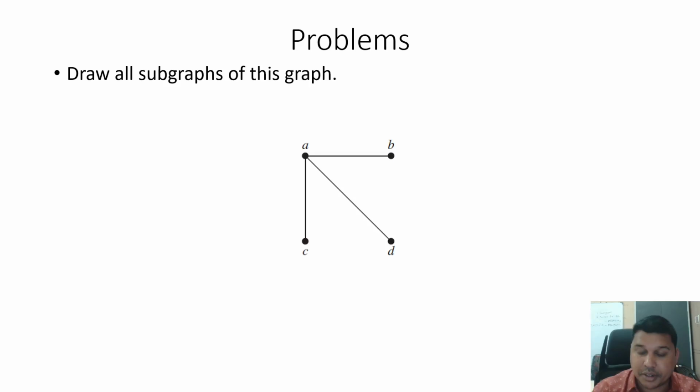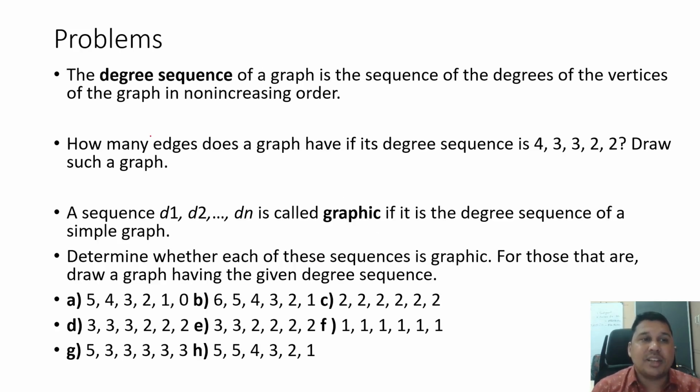Okay, next problem is degree sequence. What is this concept of degree sequence? If you have a graph, you know how to find the degree of each vertex. After finding the degrees of all the vertices, if you write them in descending order, that sequence is called the degree sequence. Non-increasing order, decreasing order.